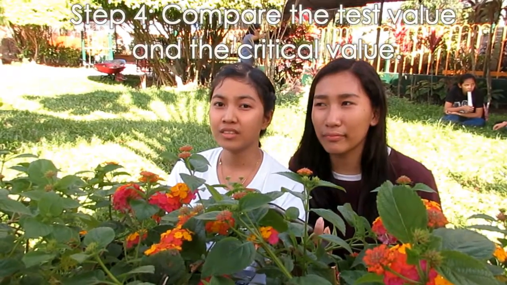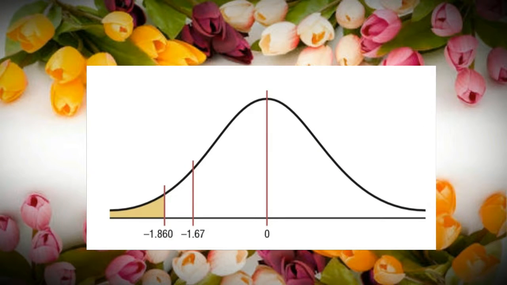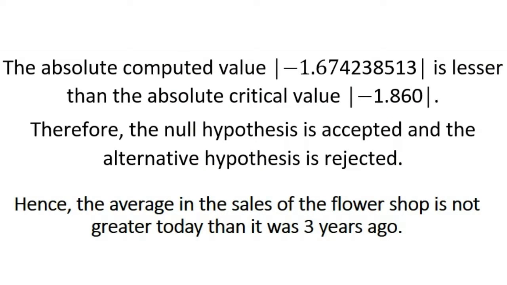Step 4. Compare the test value and the critical value. Negative 1.67 is greater than the critical value, negative 1.860. Step 5. Summarize the results, state a conclusion. The absolute computed value is lesser than the absolute critical value. Therefore, the null hypothesis is accepted and the alternative hypothesis is rejected. Hence, the average in the sales of the flower shop is not greater today than it was 3 years ago.